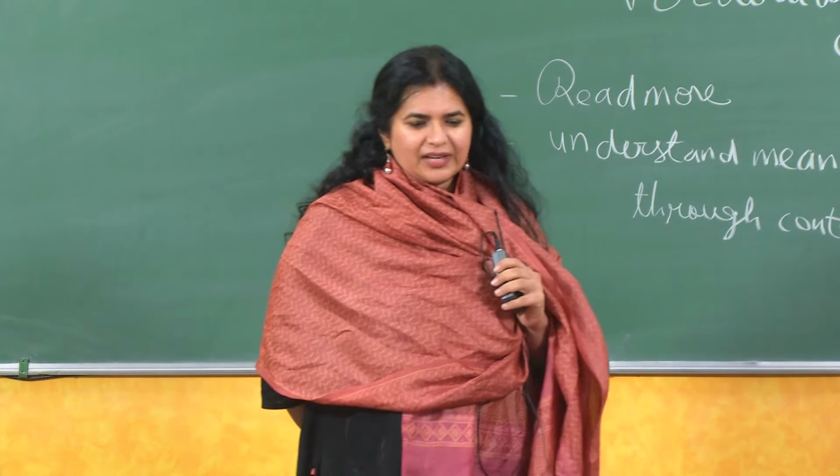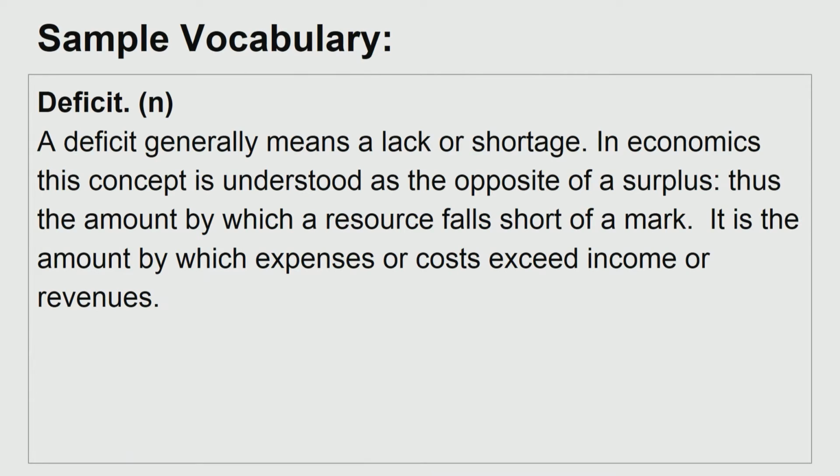Now, look at this slide, and I am giving you sample vocabulary. A very common word in business English, deficit, and the word in the bracket is N, that is a grammatical category, noun. And this is what a dictionary would normally tell you. A deficit generally means a lack or shortage. In economics, this concept is understood as the opposite of a surplus. Thus, the amount by which a resource falls short of a mark. It is the amount by which the expenses or costs exceed income or revenues.